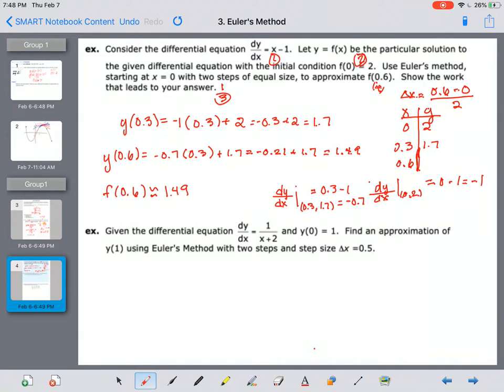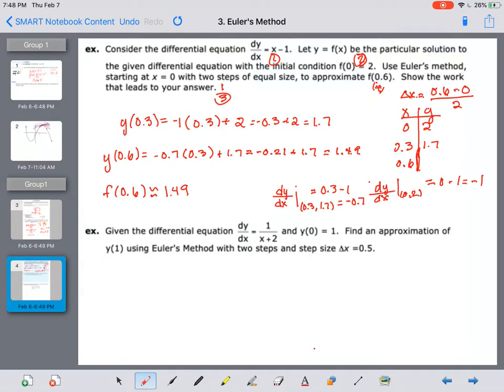Let me make sure that I did not make a mistake anywhere in this process. Okay, so it looks good, so we're going to go with it. If I made a mistake, please double check my work and then point that out to me when we see each other again. Okay, so the next one.